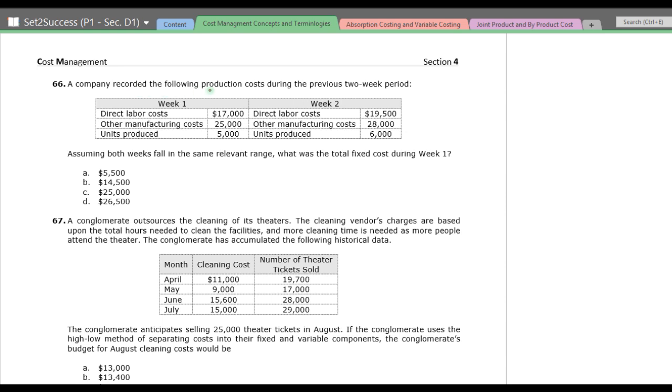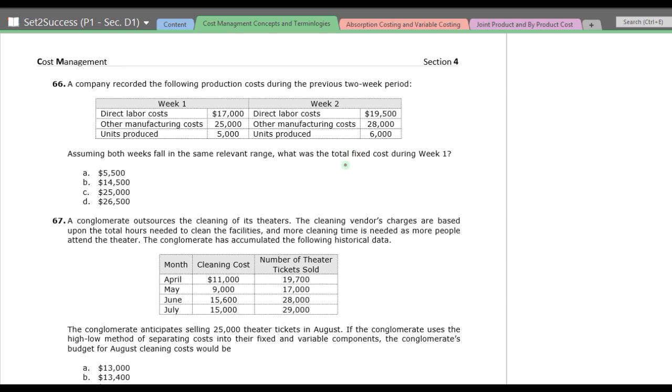A company records the following production cost during the previous 2 weeks. So this is week 1, this is week 2. Costs are given, and they're asking for, assuming both weeks fall in the same relevant range, what was the total fixed cost during week 1? So they are asking for total fixed cost for week 1.